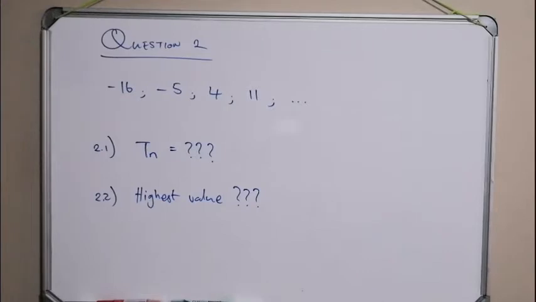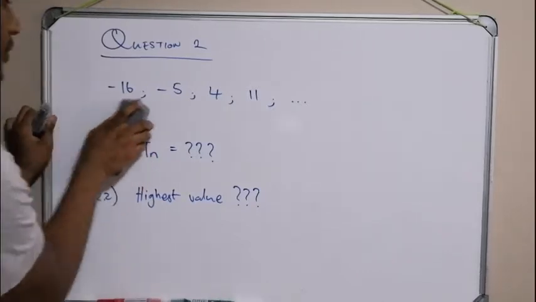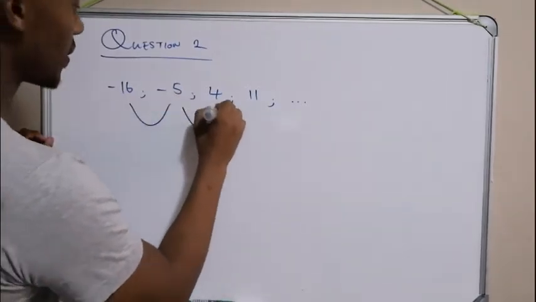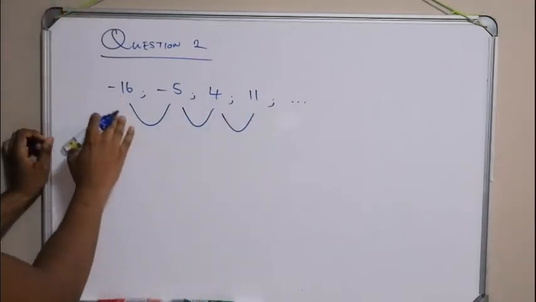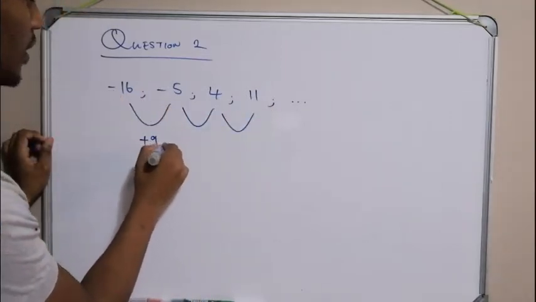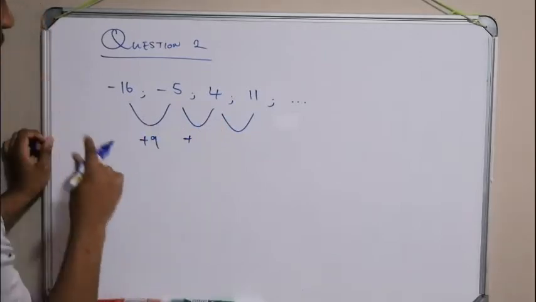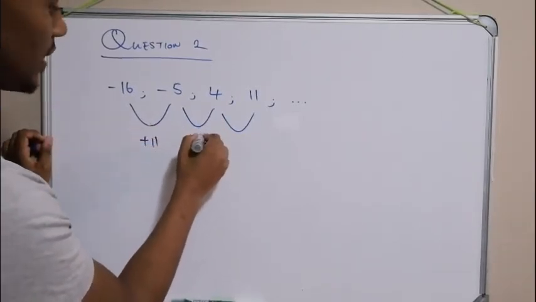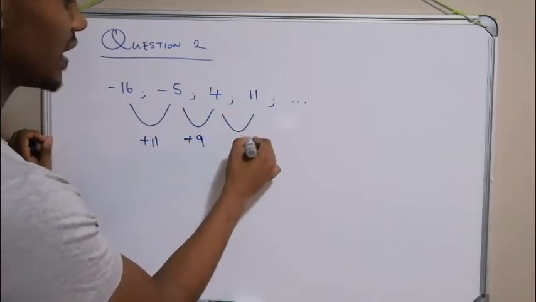A quadratic number pattern has a constant second difference. Basically what that means is that it's not the first differences that will be constant. As you can see, the difference here is 9, then the difference here, I lie, sorry, this is 11. The difference here is 9, and the difference here is 7.